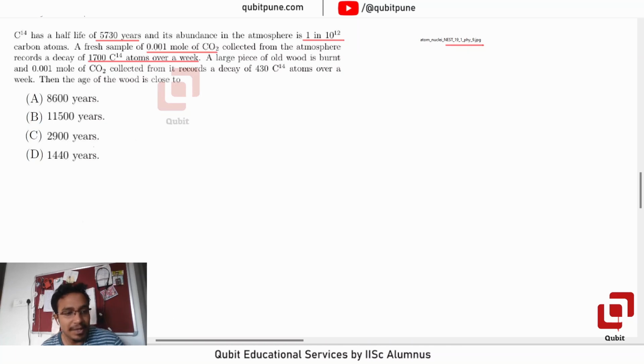A large piece of old wood is burnt and 0.001 mole of CO2 collected from it records a decay of 430 carbon 14 atoms over a week. Then the age of the wood is closest to 8600 years, 11500 years, 2900 years, 1440 years. Okay, so we know that this particular isotope of carbon, C14, is radioactive.